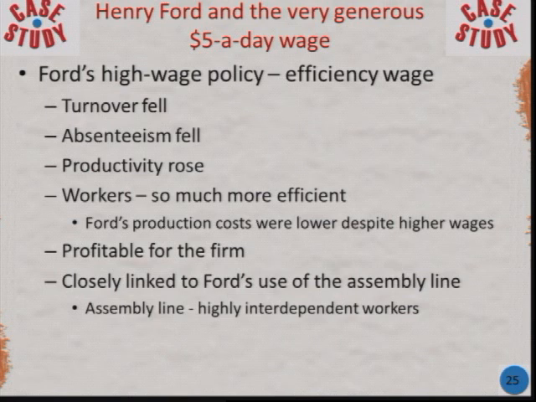Okay, I'd like you to add a couple of other things into your notes. So let me switch over here. First of all, we're going to add in the economic costs of unemployment.